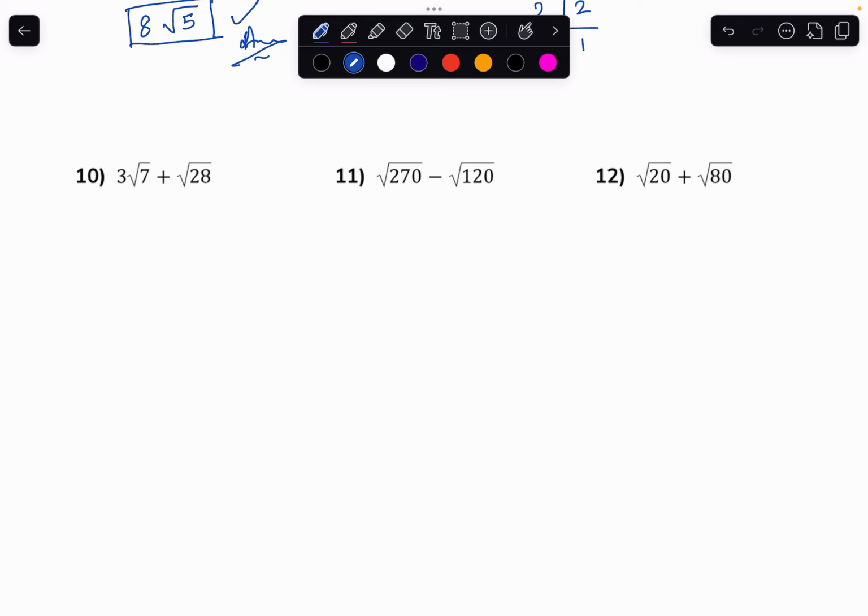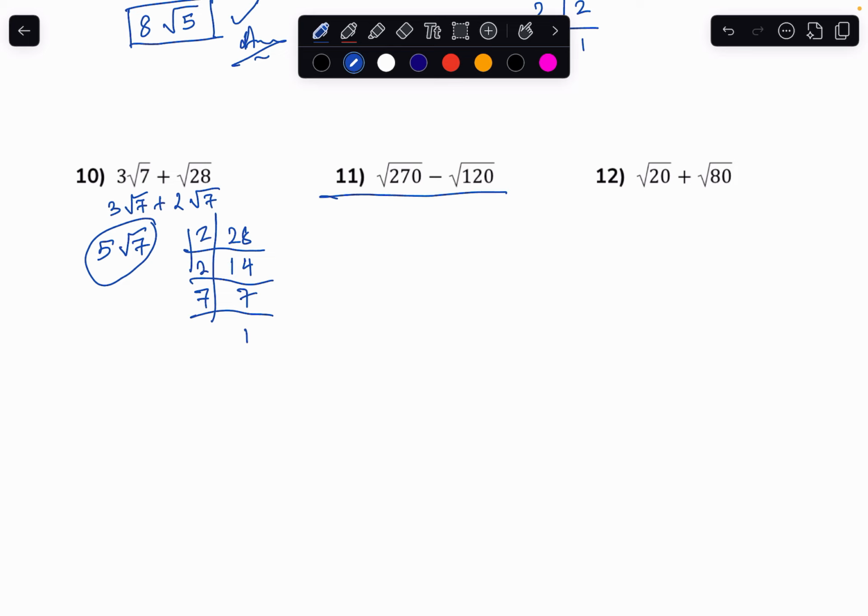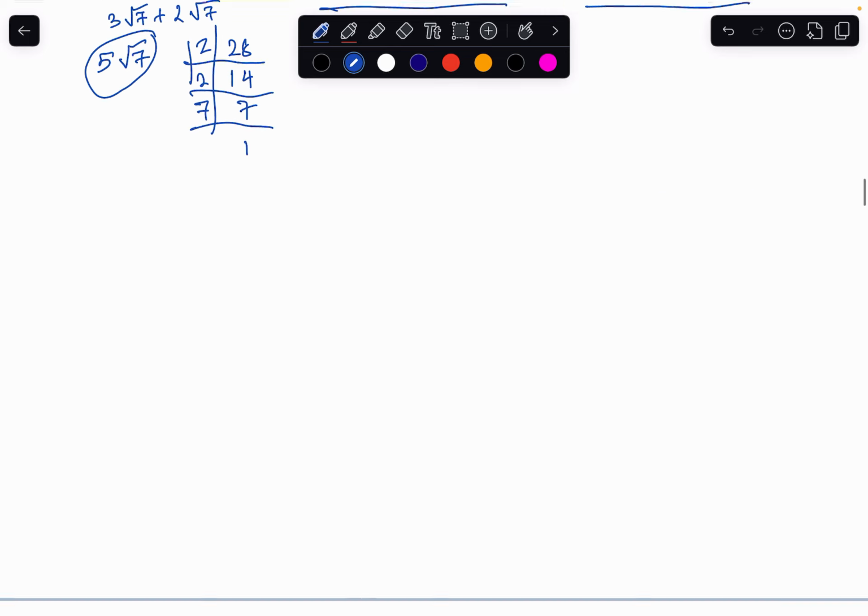28 can be written as 2 times 14, 2 times 7, and 7 times 1. This 2 will come out, and this 7 stays inside. We have 3 root 7. 3 plus 2 is 5 root 7. 270 minus 120, you did this yourself. You did it yourself.